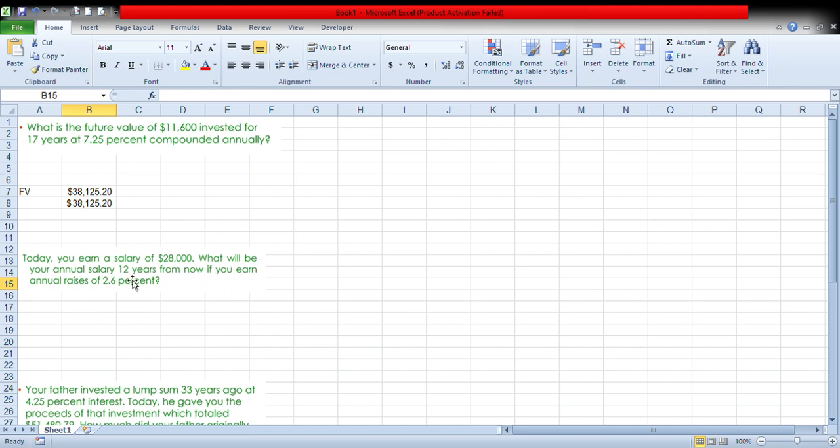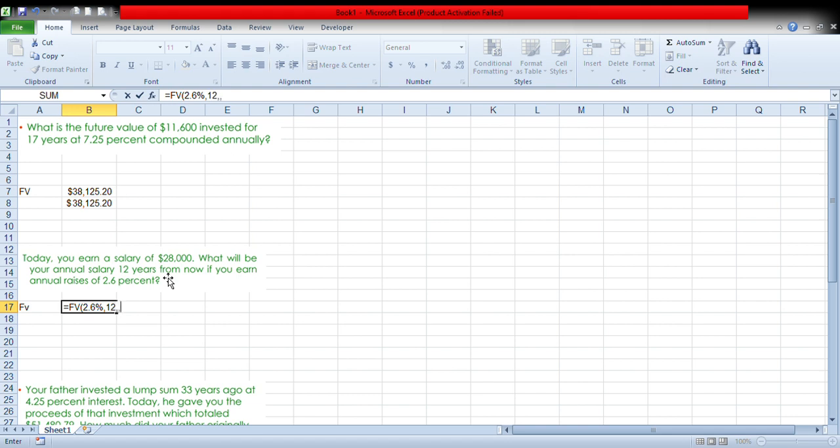Again, annual means n is as given. If it is semi-annually, n is multiplied by 2 and the rate divided by 2, quarterly by 4, monthly by 12. Understand? So now let's calculate with the Excel function first. The future value, as you know, is so easy. The rate is 2.6%, and n is 12.